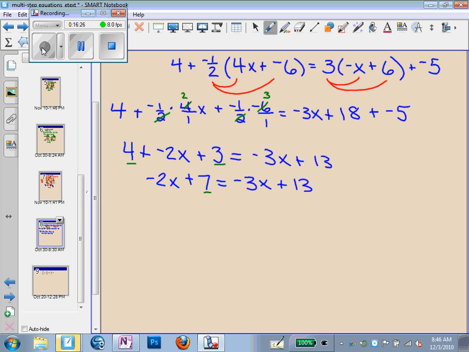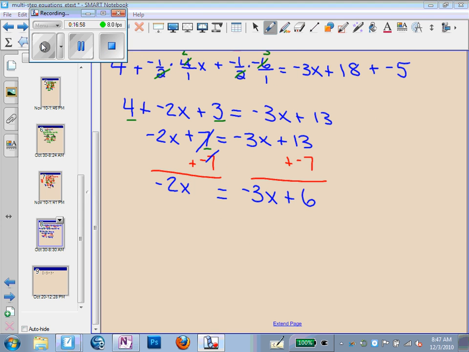So now I'm going to add negative 7 to both sides, and I have to line it up under my like terms. Negative 7 is a constant, so I'm going to line it up under my constant on the other side. So when I simplify, I get negative 2x, and then 7 and the negative 7 are now gone because they added to equal 0. And on the right-hand side, I end up with negative 3x plus 13 plus negative 7 is 6.